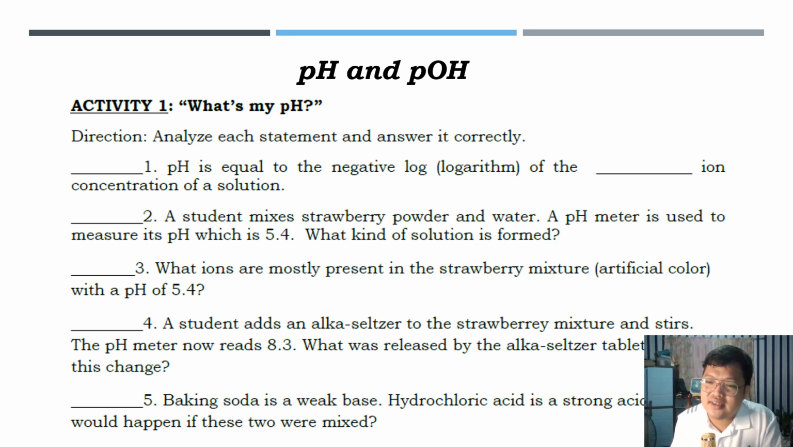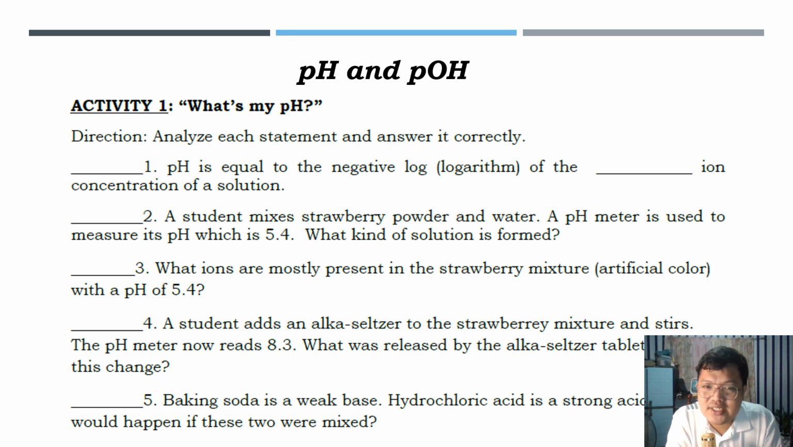So let's try to see. Number 1, the title is Activity 1, What's My pH? Direction: analyze each statement and answer it correctly. So we have number 1, pH is equal to the negative log of the blank ion concentration of a solution.